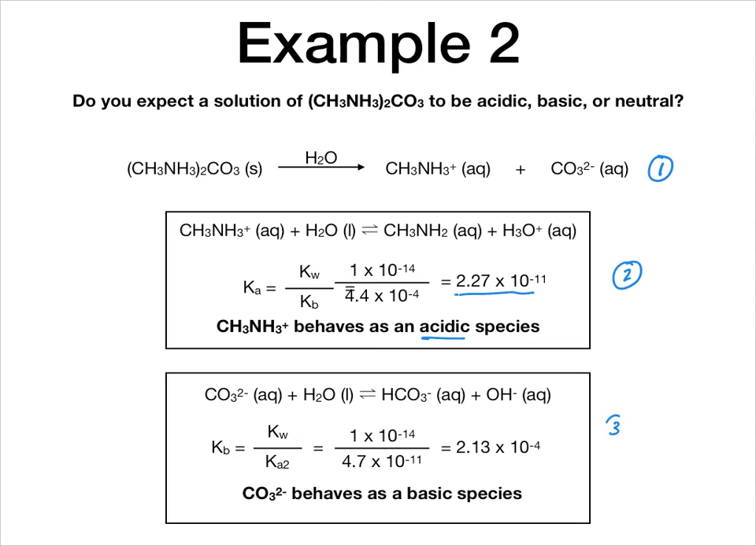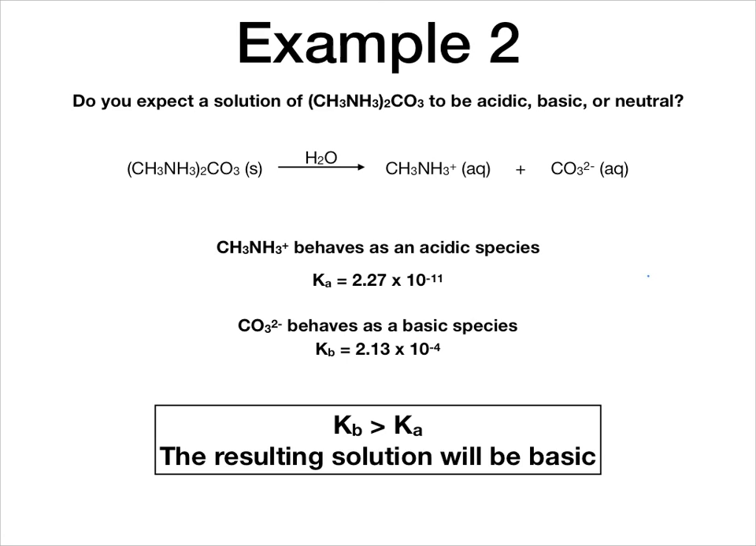And then I investigated how the anion reacts. Notice that I moved one proton. One proton moved. This is key. Any of these reactions, only one proton is going to move at a time. And so I find that my carbonate is a basic species, and it has a Kb of 2.13 times 10 to the minus 4.